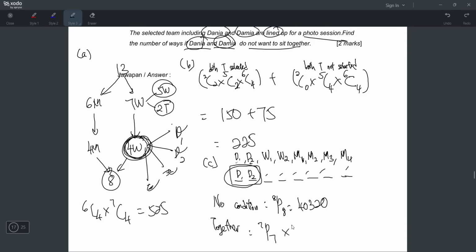But you have to times with 2P2 ataupun 2 factorial, because the Dania D1 D2 they can tukar jadi Dania also. Okay, it can be Dania or Dania, means dia boleh arrange in itself dalam kotak kecil ni. Dia boleh tukar tempat juga. So 7P7 times 2P2 is 10080. But that's not the answer. Dia nak cari yang Dania not together.